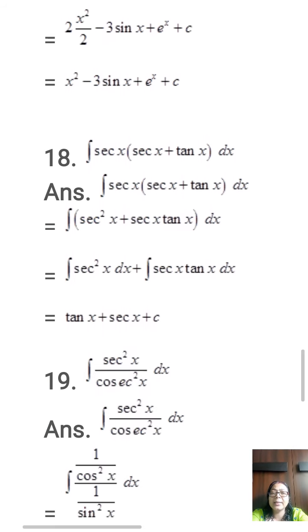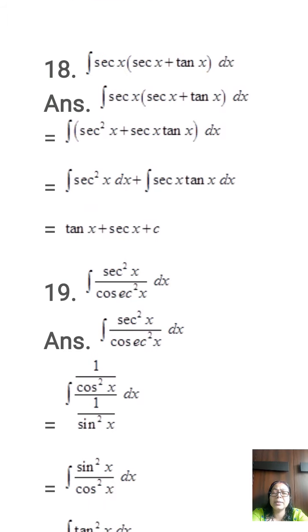Question number 18. This is a sum related to trigonometry, that is sec x into sec x plus tan x. If we multiply, that means if we open the bracket, sec square x plus secant x and tan x. Integration of sec square x dx is tan x, and integration of secant x and tan x is secant x. So answer is tan x plus secant x plus c.